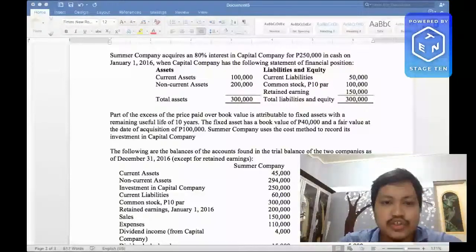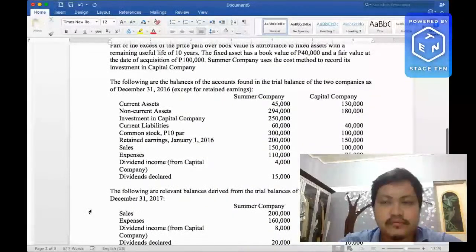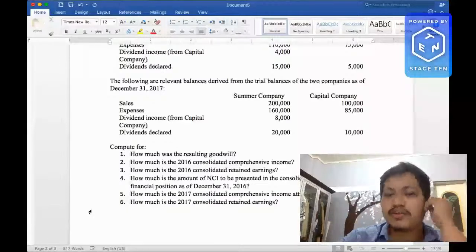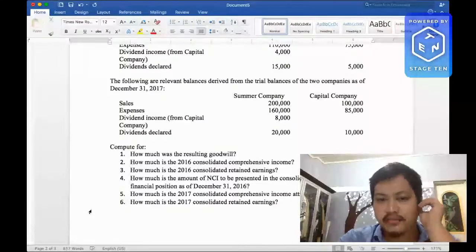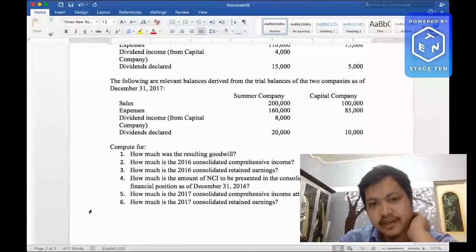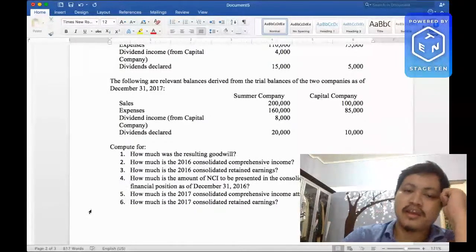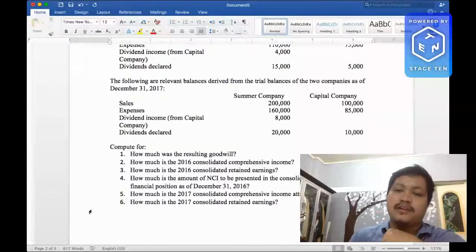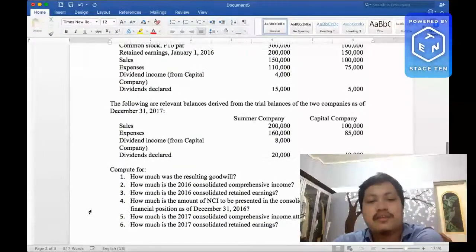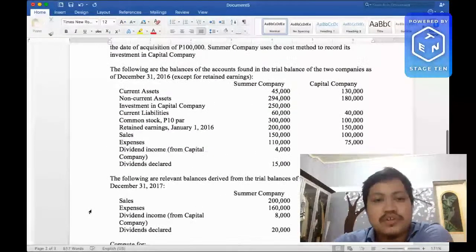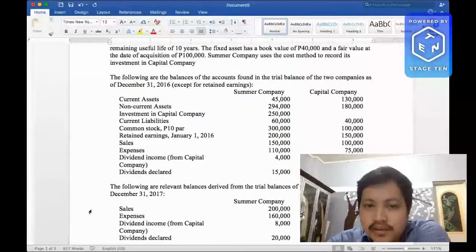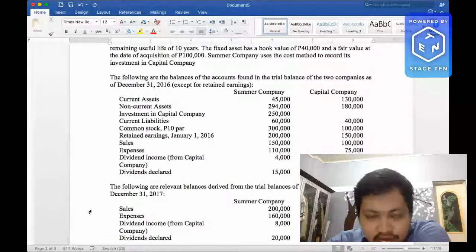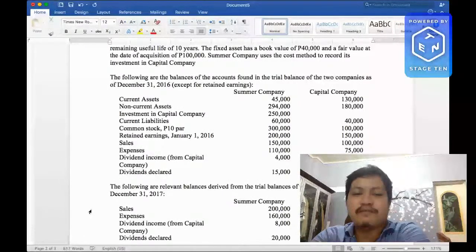Second question. How much is the 2016 consolidated comprehensive income? And when solving for the consolidated comprehensive income, class, remember you just need the income of the parent from its own operations and the adjusted income of the subsidiary. So let's check if we can get this from the given information. So indeed, we are given the trial balance of the parent and the subsidiary at the end of 2016, at the end of the first year after the combination.